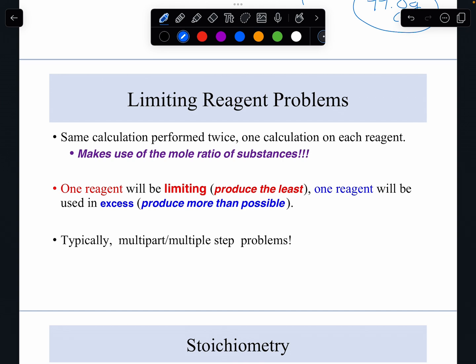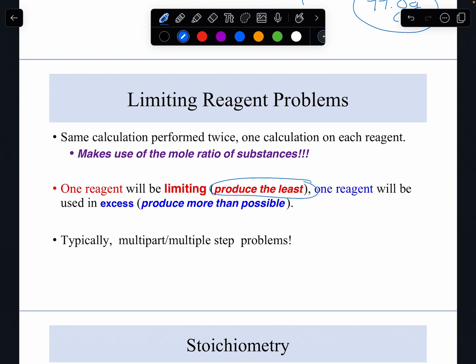Now we're going to take stoichiometry one step further with what we call limiting reactants or limiting reagents. Same thing, you're going to hear them called both. And basically we have to do 2 calculations, all right? And then we will see whichever one produces the least.